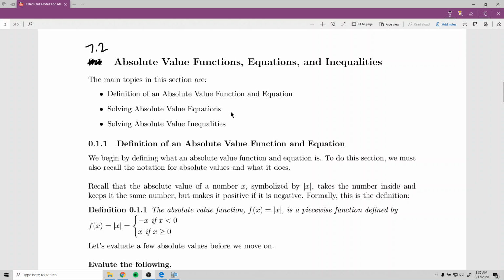This video will be on section 7.2, absolute value functions, equations, and inequalities. So the three topics in here, we'll talk about what an absolute value function is. You're probably familiar with the absolute value a little bit. And what is an absolute value equation? I'll also show you the graph of the absolute value function because it'll help explain what we're going to be doing when we solve absolute value equations and inequalities.